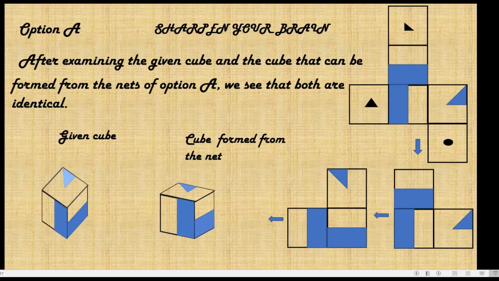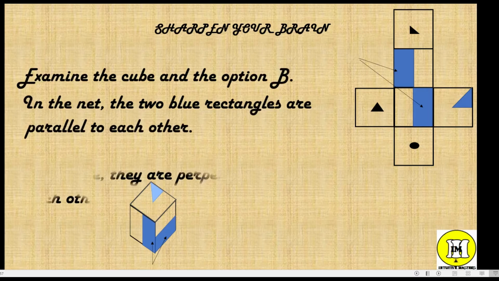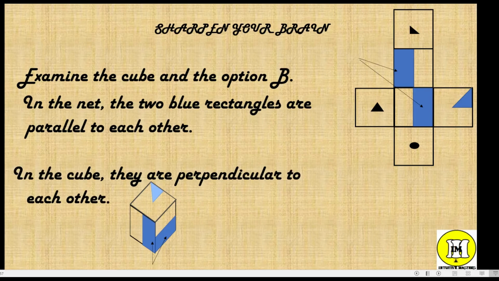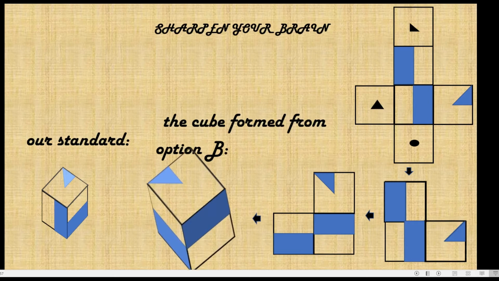After examining the given cube and the cube that can be formed from the net of option A, we see that both are identical. Examine the cube and option B. In the net, the two blue rectangles are parallel to each other. In the cube, they are perpendicular to each other. The cube formed from option B and the given cube don't match.